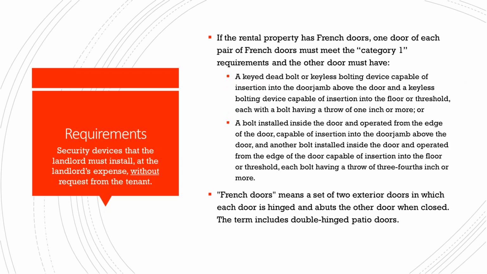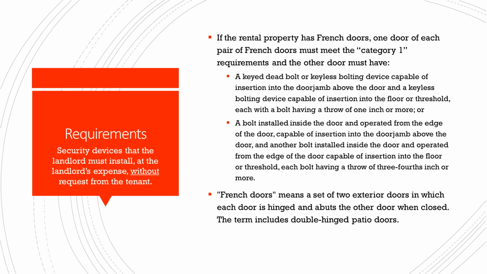So if the rental property has a French door or French doors, one door of each pair of the French doors must meet those Category 1 requirements, what was on the previous slide. But the other door must have either a keyed deadbolt or keyless bolting device capable of insertion into the door jamb above the door and a keyless bolting device capable of insertion into the floor or threshold, each with a bolt having a throw of 1 inch.